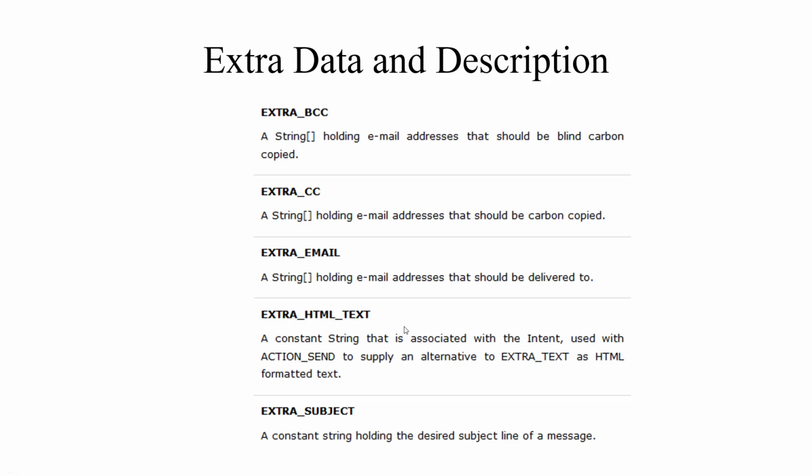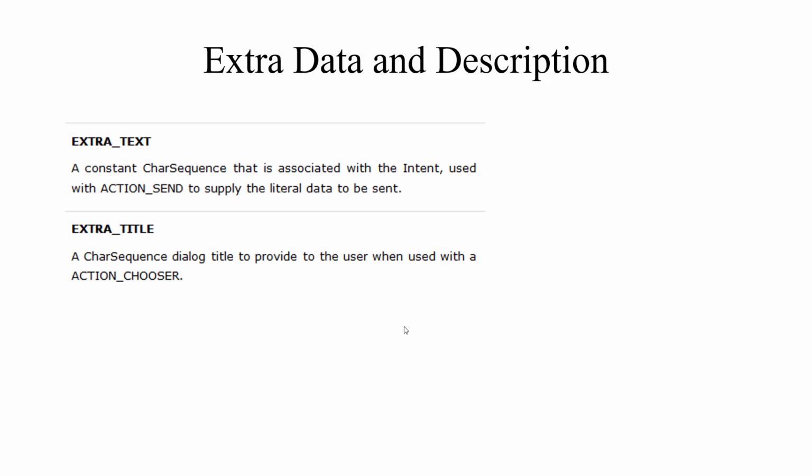That means whatever text data we send, this is the HTML copy of it, that is HTML text. Extra subject means the subject of the email that we want to send. Extra text is the body of the email. Extra title is a CharSequence dialog title to provide to the user when used with the action chooser.